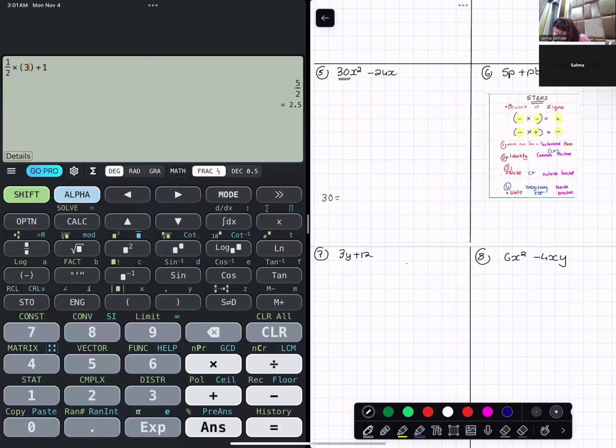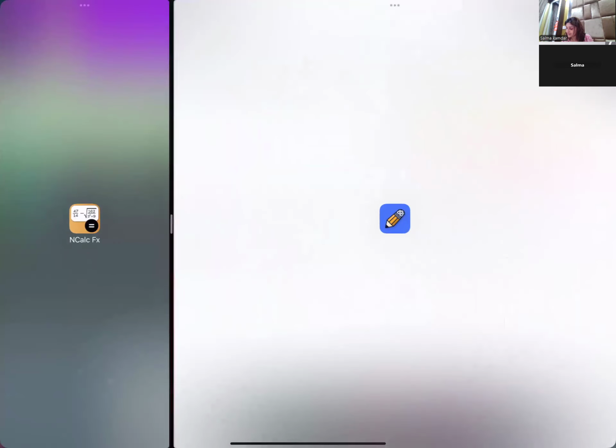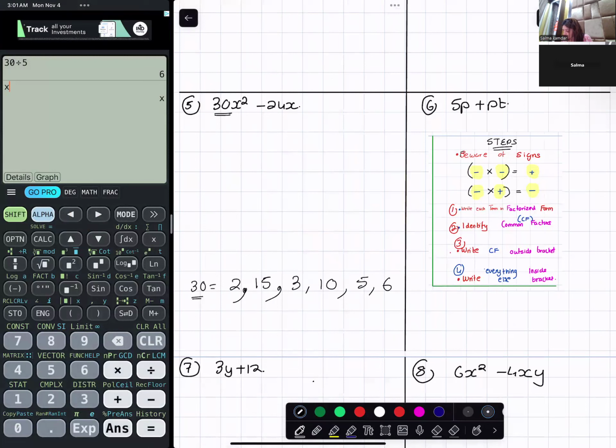30. This is 2. 30 divided by 2, 2 times 15. 3 times 10 gives me 30. Let's see 30 divided by 4. We don't have any factor with 4. 5. 30 divided by 5, so 5 times 6 gives me 30. So I think these many factors of 30 is okay.